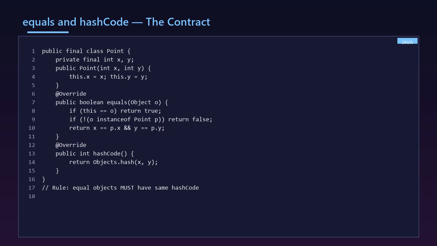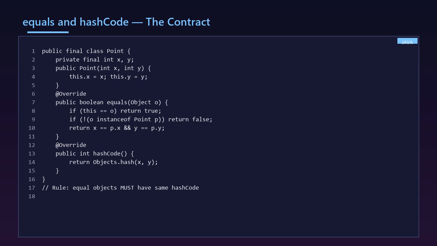The equals and hashCode contract. If you override equals, you must also override hashCode. The rule: equal objects must produce the same hashCode. Here's the correct implementation. In equals, first check reference equality with double equals. Then check the type with instanceof. Then compare the fields. In hashCode, use Objects.hash with the same fields you used in equals. Why does this matter? Because HashMaps and HashSets depend on this contract. If two equal objects have different hash codes, your HashMap will lose entries.